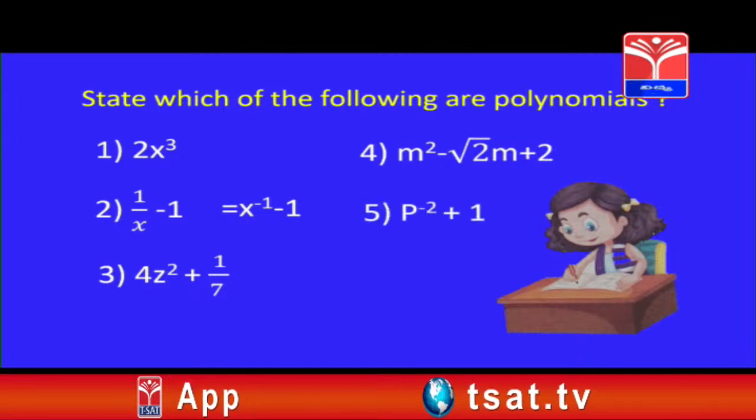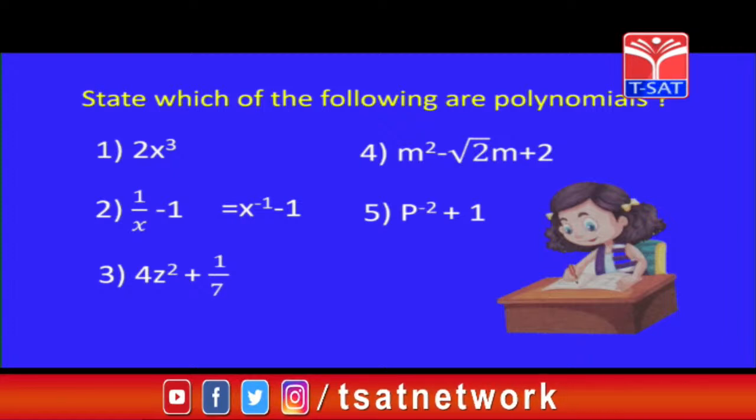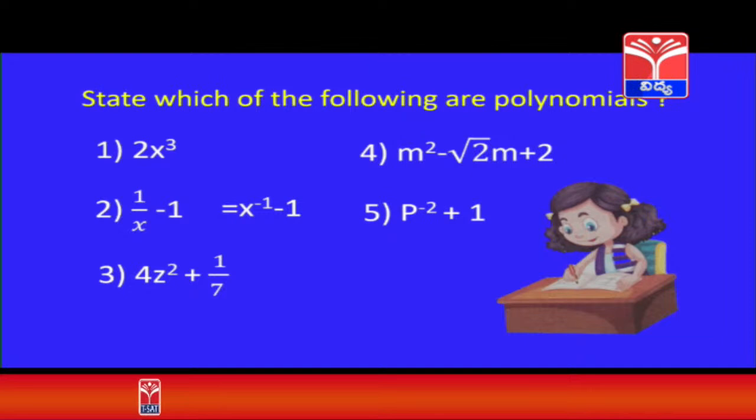So try to write which are polynomials and which are not a polynomial. Here the fifth one, p to the power of minus 2 plus 1. Is this a polynomial? Obviously it is not a polynomial, since the variable p has the exponent minus 2. As it is negative, it is not a polynomial. So hence you might have understood what polynomials are.